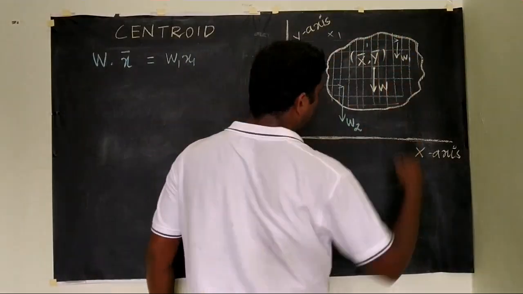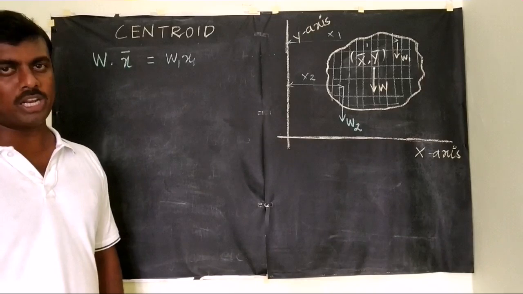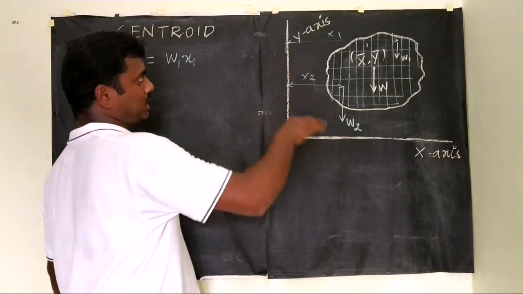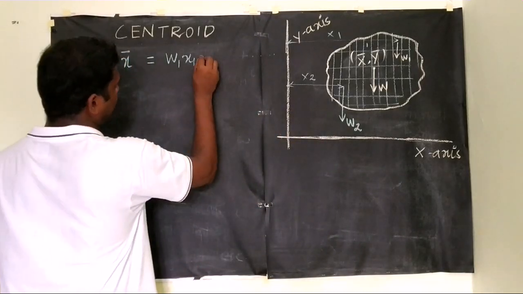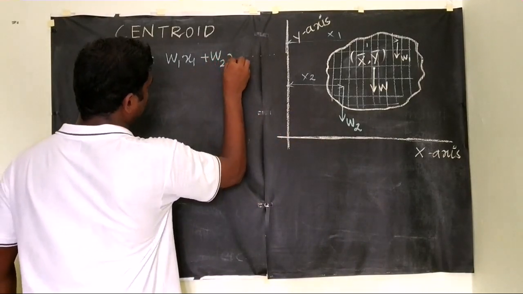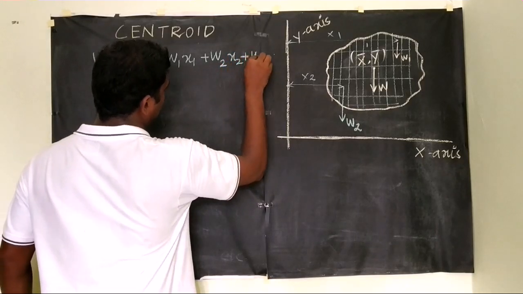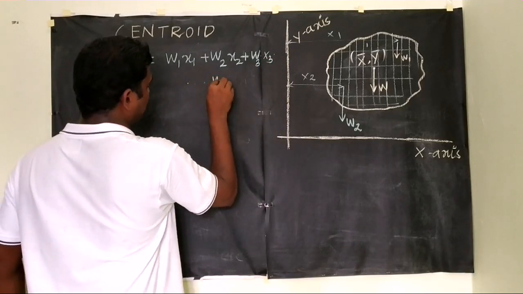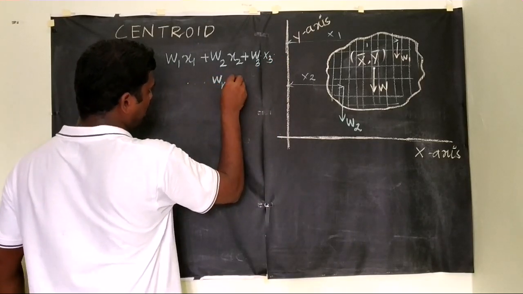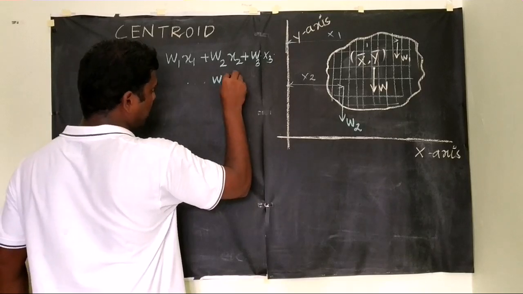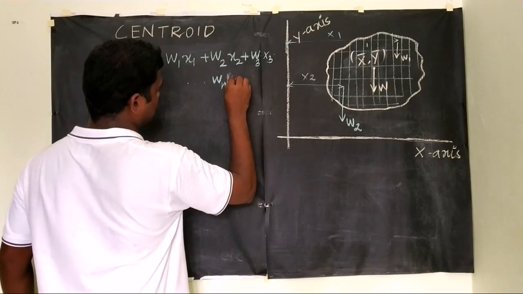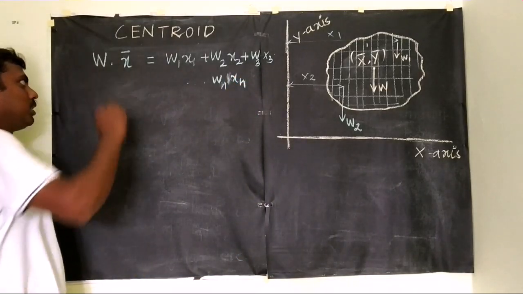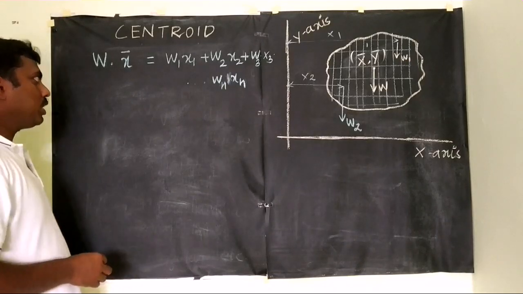Like that, this plane contains n number of elementary parts, so here we have n number of distances. Then for the second elementary part, W2 into X2. Then W3 into X3. Like that, the nth elementary part has the nth distance, that is Xn.